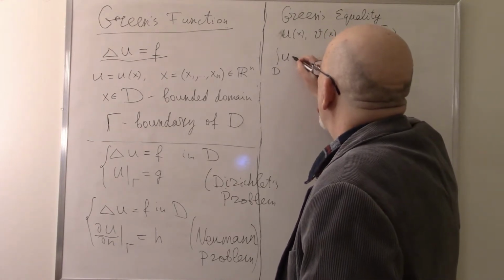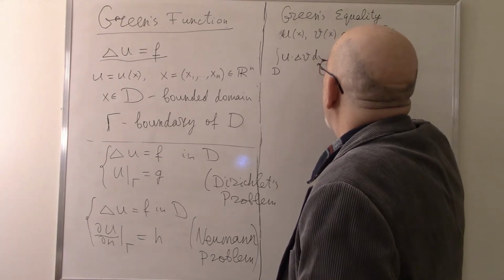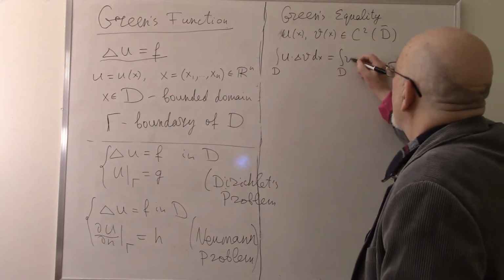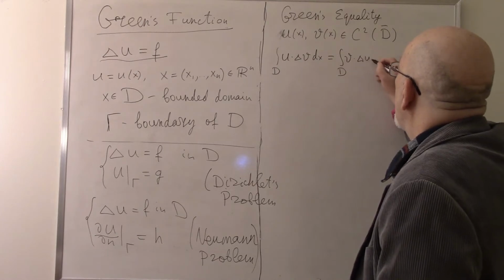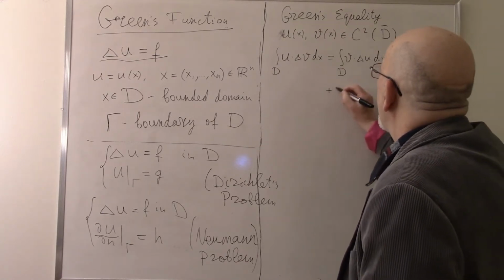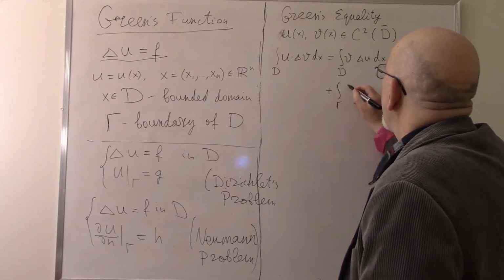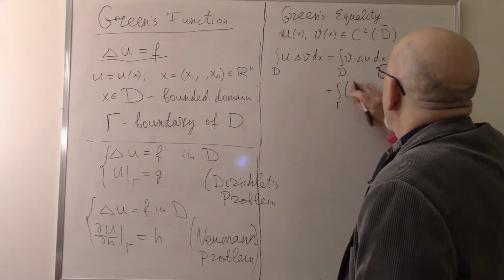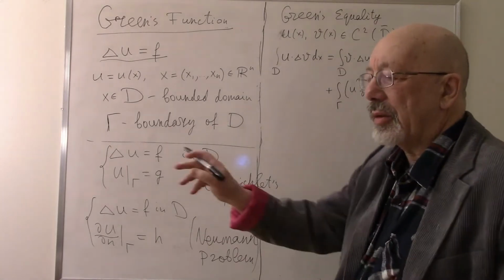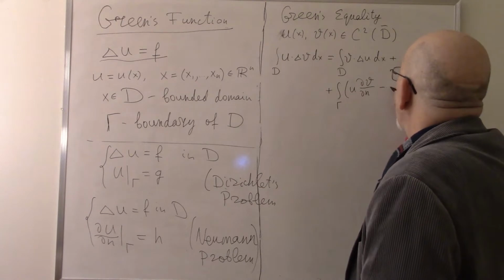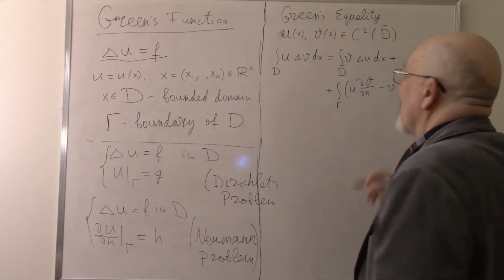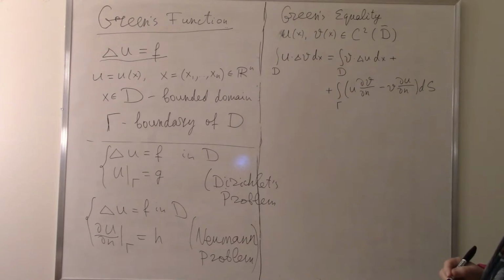u times Laplacian v dx equals integral over D of v times Laplacian u dx plus integral over gamma of u dv/dn, where n is the external normal to the boundary, minus v du/dn, ds. So this is the Green's equality.